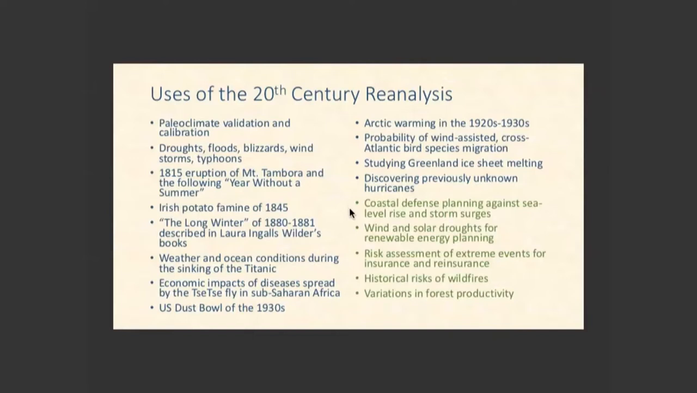We've talked a lot about renewable energy planning, and we've mentioned a little bit about insurance and reinsurance. And what I heard a lot yesterday was people asking for longer time series. That made me feel better, coming from the point of view of making these longer time series. I think it is justification for not letting these centennial length reanalyses fall by the wayside.